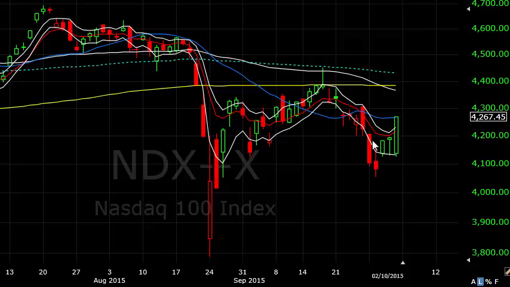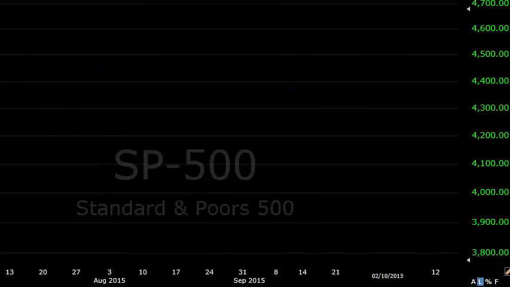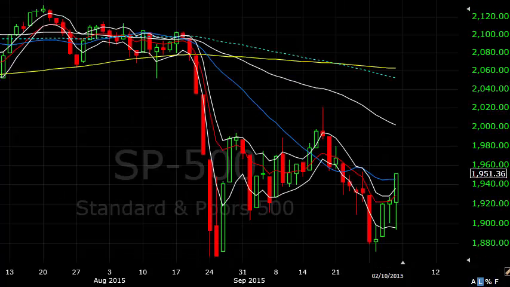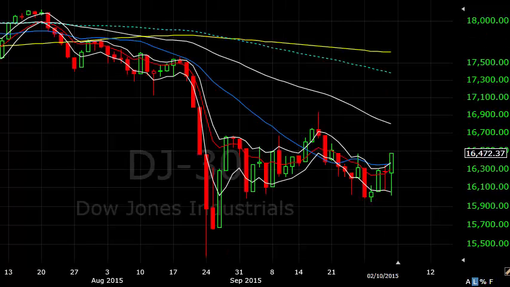This is the NASDAQ. We've got the big up day on the NASDAQ. If we go to the S&P 500, big up day on the S&P. The Dow, as we can see, nice big reversal day. So we've got reversal days across the board here. So I think for the indices, we've got the potential to go higher. I think they've come down.